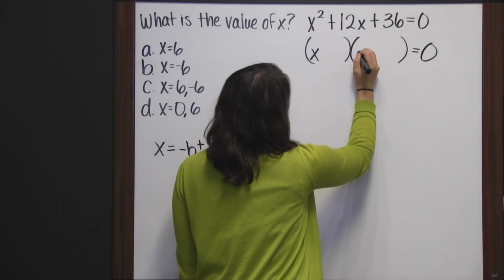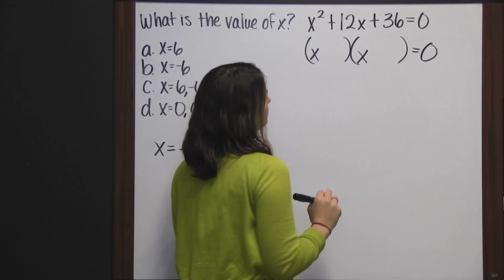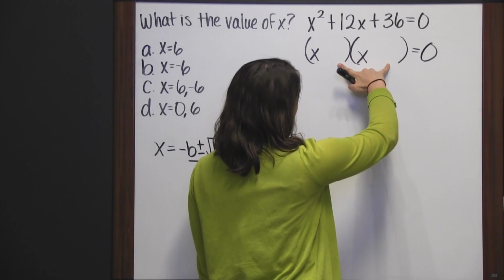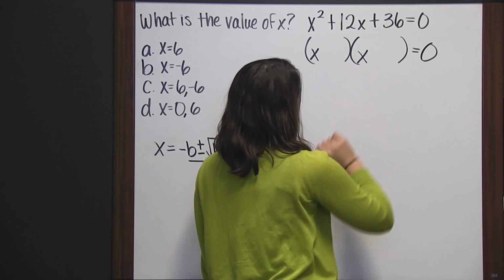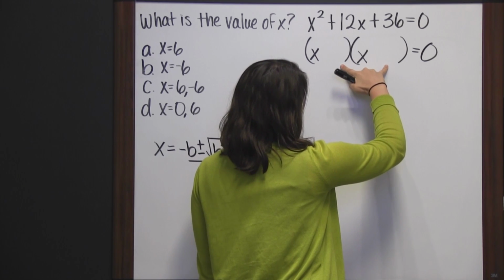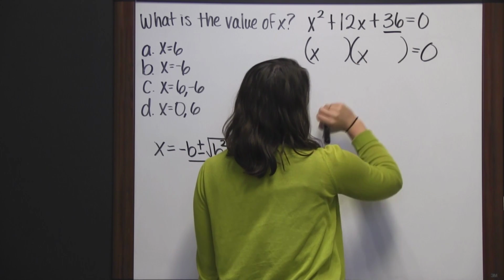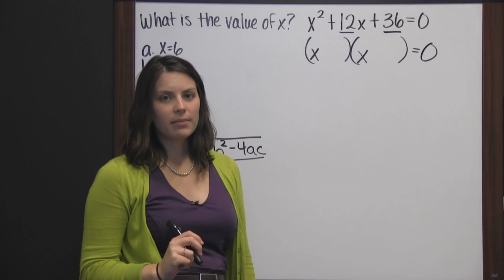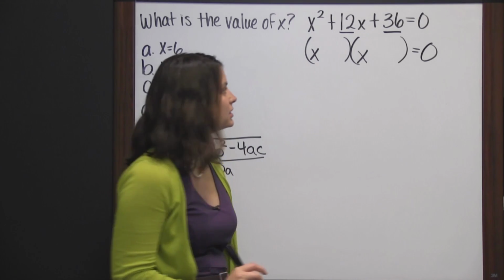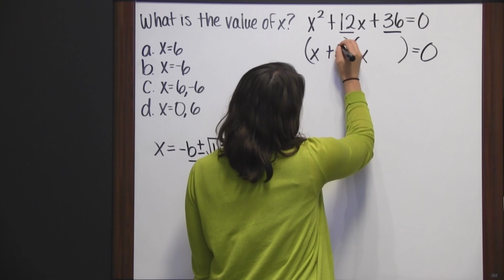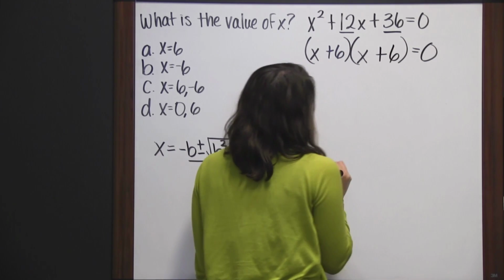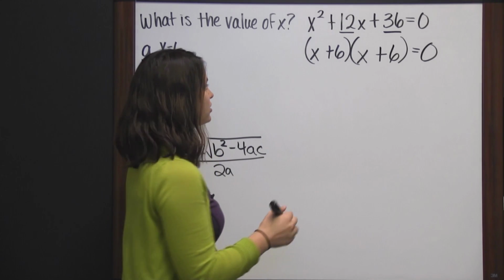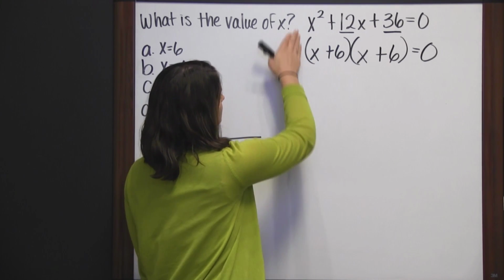I know that x times x is x squared. What I need to find out is what my second numbers are in each set of parentheses. And these two numbers need to have a product of 36 and a sum of 12. And the only two numbers that have a product of 36 and a sum of 12 are 6 and 6. And you can always FOIL what you factored to check and see if it is in fact correct.